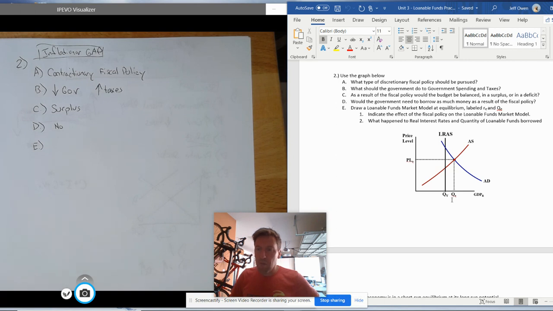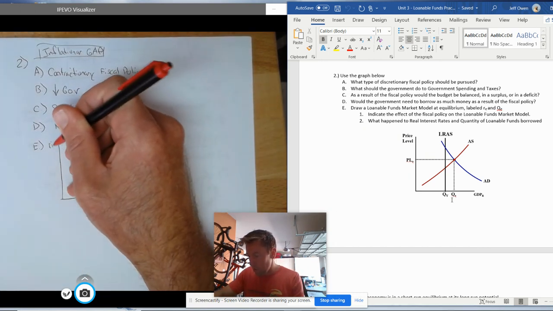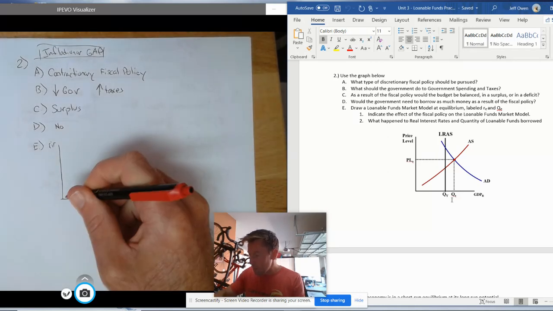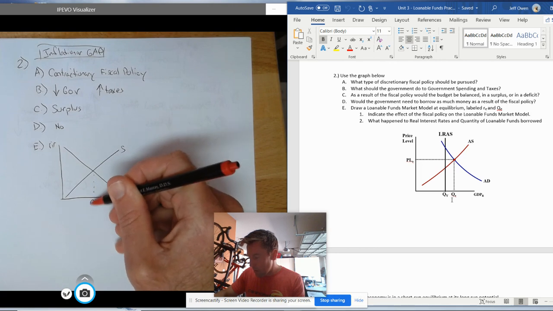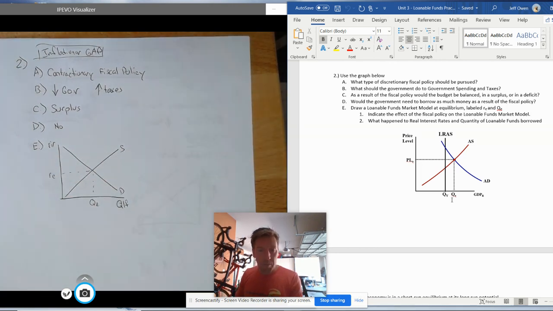They want us to draw a loanable funds market at equilibrium with RE and QE noted. So let's do that. So we're starting off our loanable funds market with our real interest rate, our quantity of loanable funds, our supply, our demand, our quantity E, and our real interest rate E. Boom. So there is our initial graph.